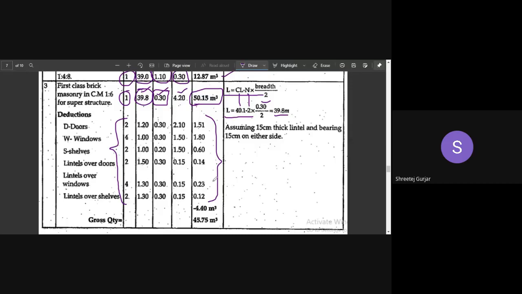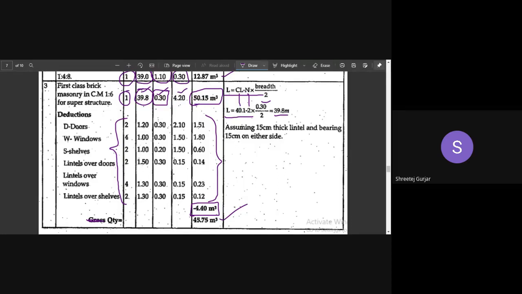Okay, so adding up deductions, we get the total quantity of deduction is 4.4 meter cube. So the net, this is not gross, this is net. Net quantity of brickwork will be 50.15 minus 4.4, that is 45.75 meter cube. So this is my net quantity of brickwork.